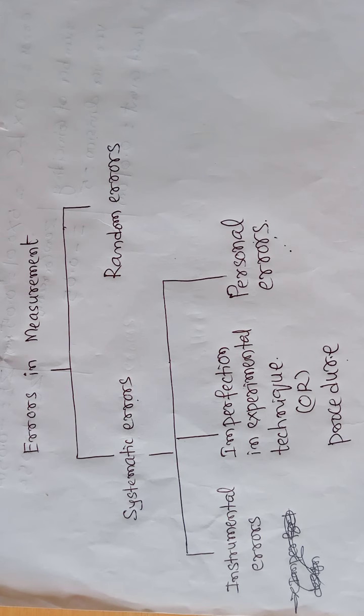You know very well that errors are broadly classified into two types: systematic errors and random errors. And the systematic errors are again classified into three types, and just now we covered all the three types. Now we should go to the random errors. First we should define what the word itself tells you: random.